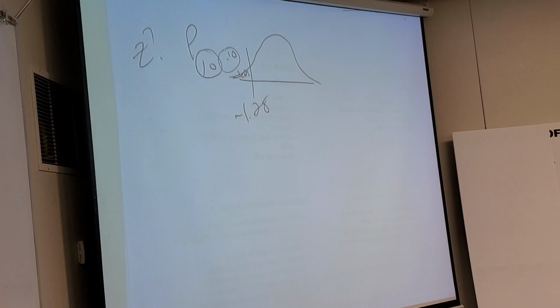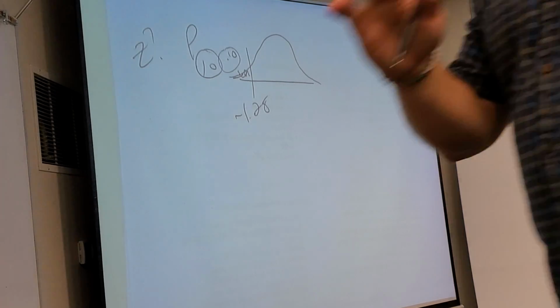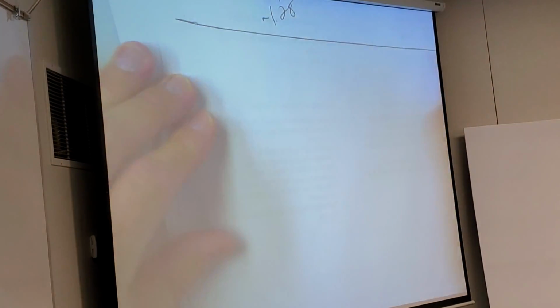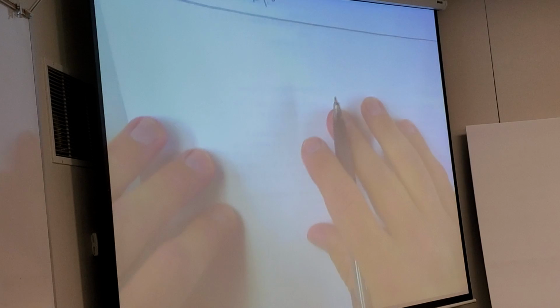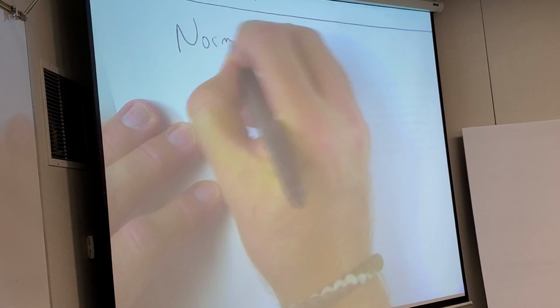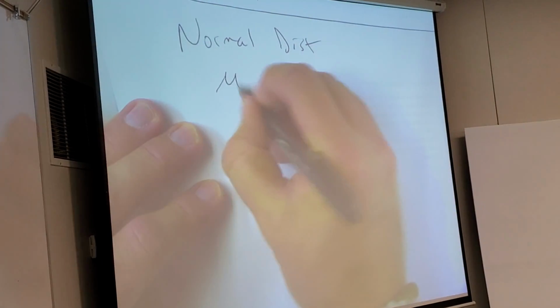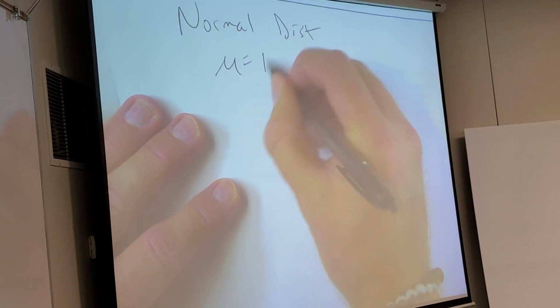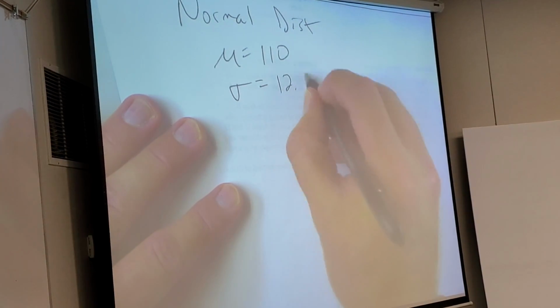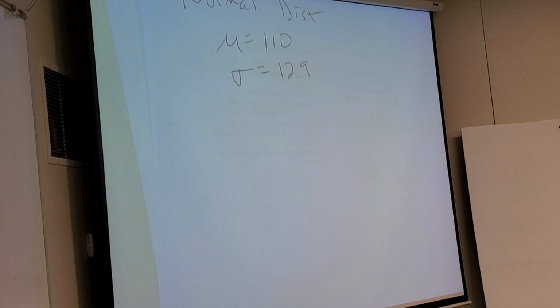Okay. And then the last idea before I unleash you, not surprising to find out that I have a handout. This is all nice and good if I have z-score stuff. What if I give you this? We have a normal distribution where the mean is, what do you want, Jeff? 110. And the standard deviation is 12.9.